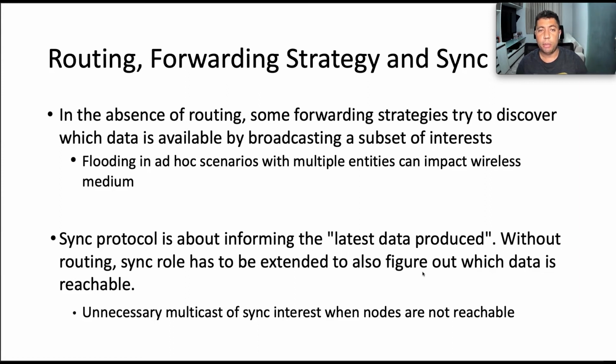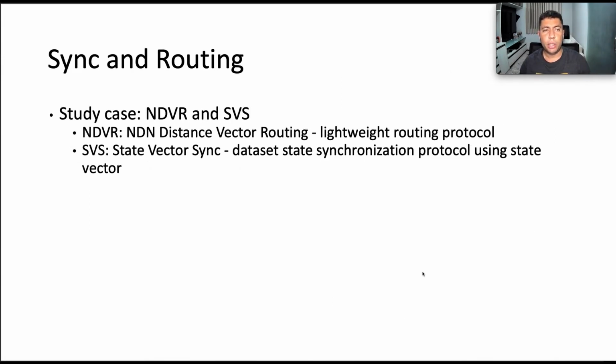For instance, in the absence of routing, some forwarding strategies try to discover which data is available by broadcasting a subset of interests. And we also know flooding in ad hoc scenarios can impact the wireless performance. In the same way, a sync protocol without routing has to be extended to also figure out which data is reachable. In order to understand the relationship between sync and routing, we have a case study using NDVR and SVS.